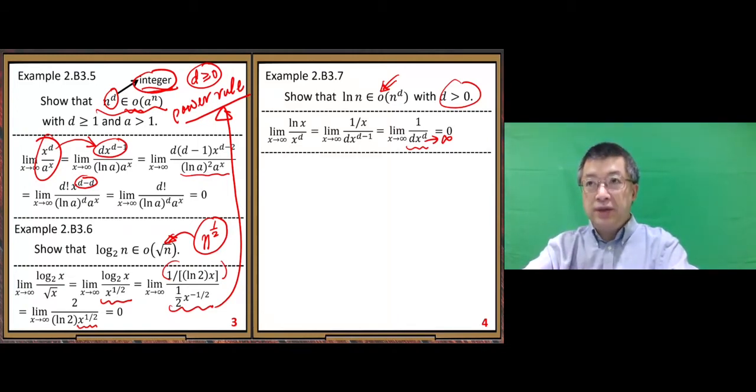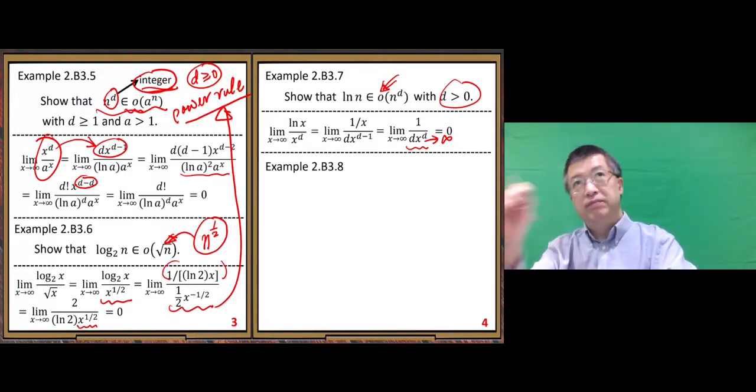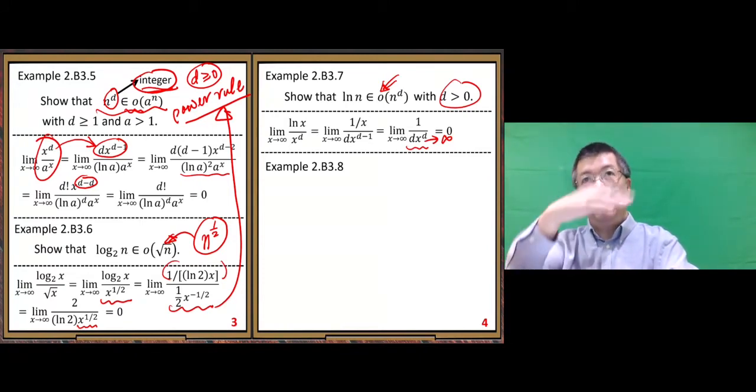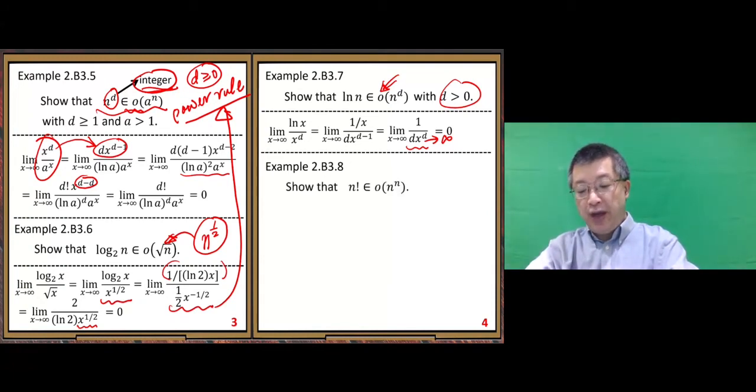Number 8. All right, number 8, this one is a little harder, harder than all the previous examples. Show that n factorial belongs to little o of n to the nth power. Show that n factorial is little o of n to the n.